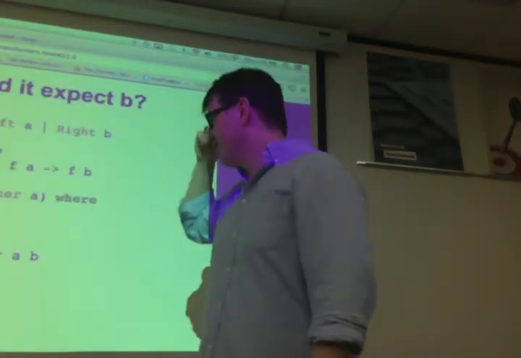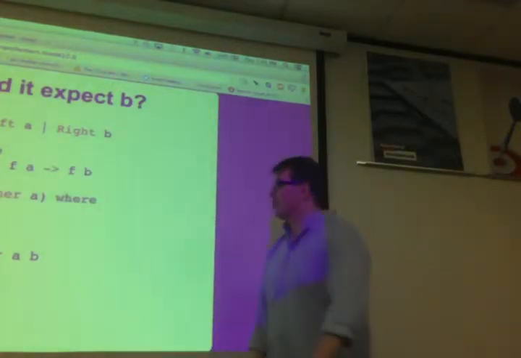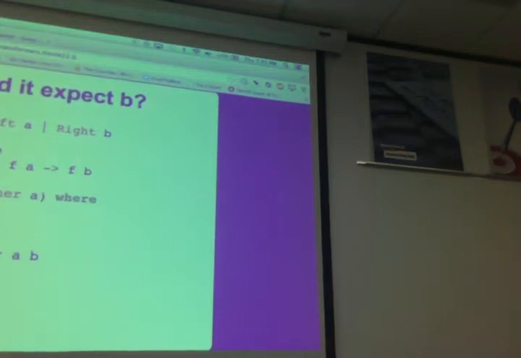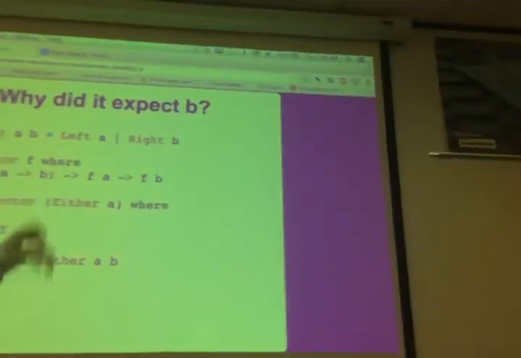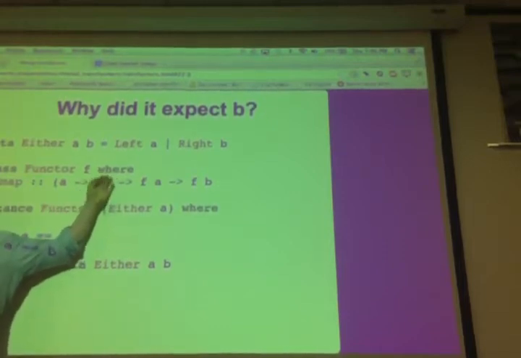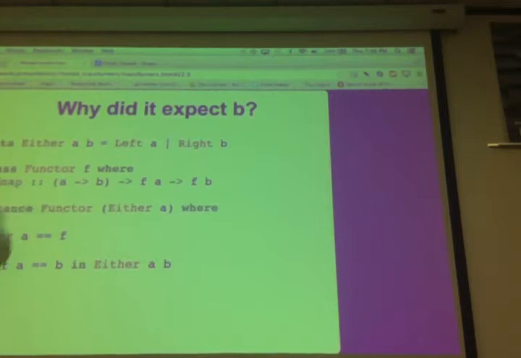I had a slide ready for this. Okay, so I was prepared. All right, so we talk about an f a. If I'm talking about an A inside of f that we're mapping our function over, and we have Either A B, remember the A in here and the B in here is not the same as that in the definition of Either. These type variables are independent of each other. So that's the first thing to realize.